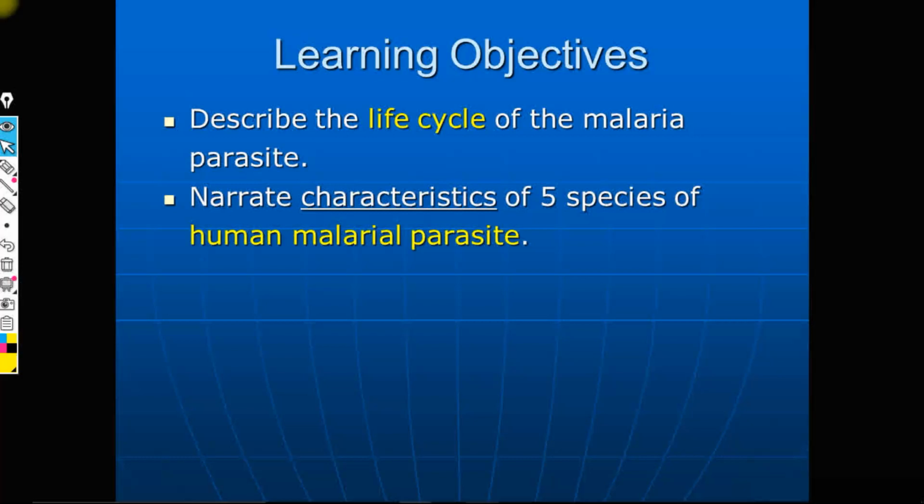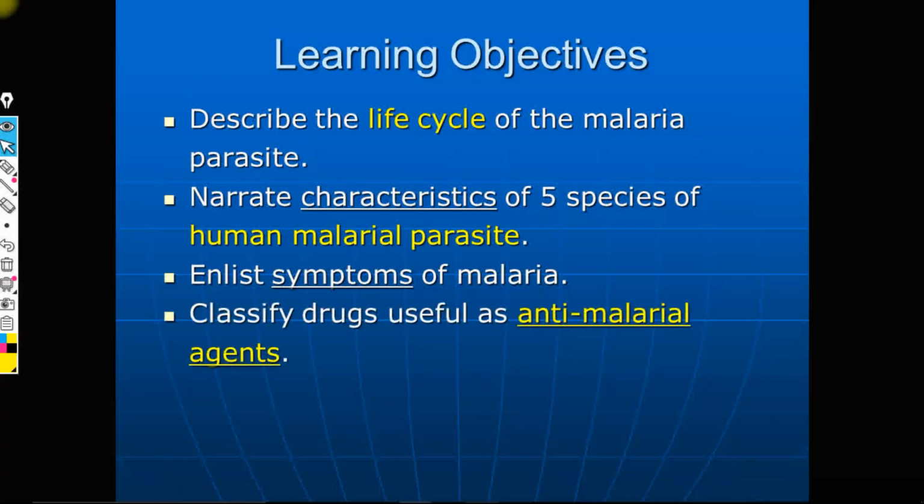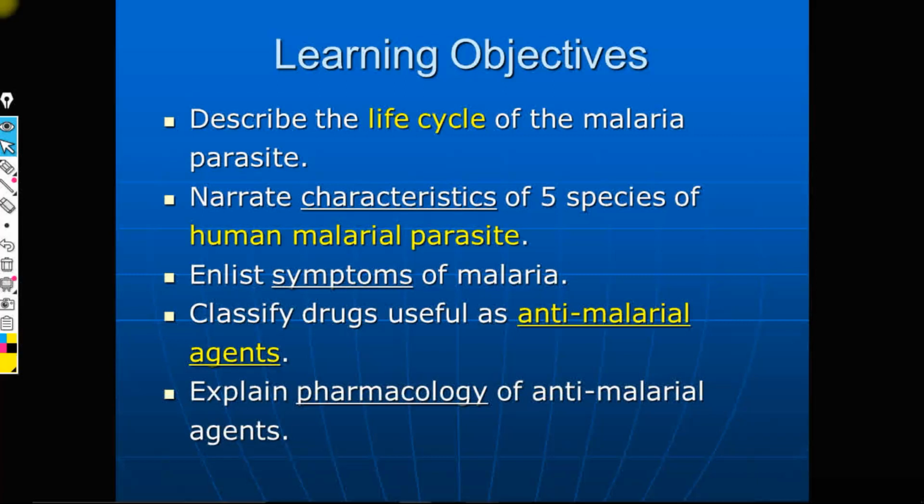Okay, so all those details we will definitely cover. You will be able to enlist symptoms of malaria, and you will be able to classify drugs which are useful as anti-malarial drugs. Lastly, you will be able to explain detailed pharmacology of these anti-malarial agents. We will try to cover a prototype from each category, and also will try to cover the ones which are considered the most important as far as the therapeutics are concerned.